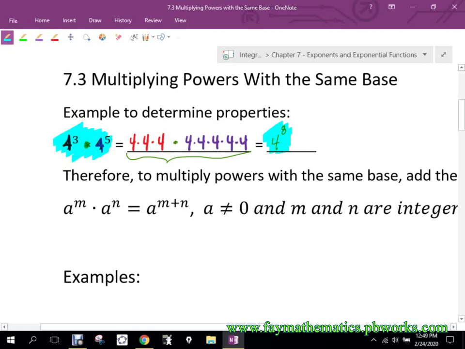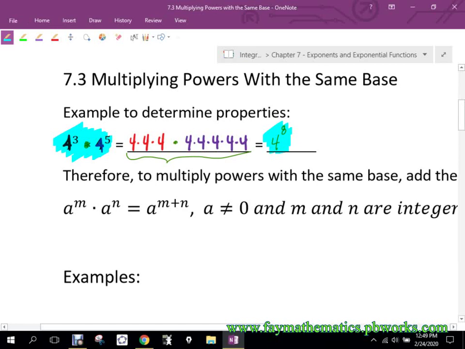How can I go from this here straight to that? Lindsay? 3 plus 5, so I add the exponents, right? Now, that is only if the bases are the same, if they're all 4s. So if it was like 2 to the third times 4 to the fifth, you can't do this, okay?